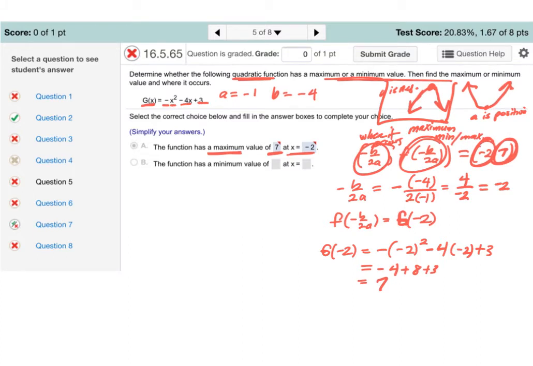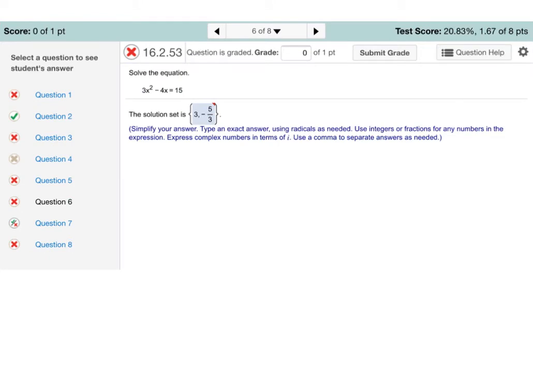Okay, let's look at the next one. Here it says to solve the equation 3x squared minus 4x equals 15. You can use one of two methods. The first method we learned was to make sure we have all terms on one side.